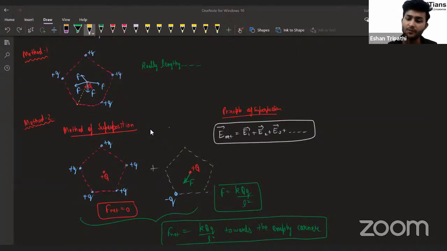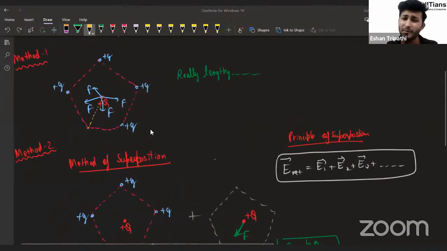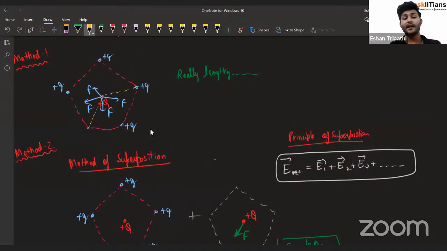If we go for the lengthy approach, how would you use it? If we go with that, it will be lengthy. You will have to find each of these angles in the pentagon, which you can do using geometry. This angle you will find, then you will have to find this. Forces are easy to find, but the problem is the angles between them.